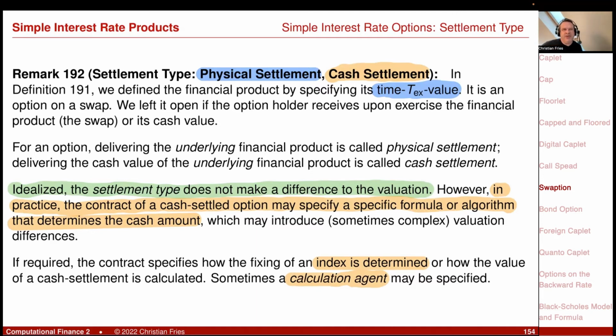Cash settled swaptions were very much different from physically settled swaptions some time ago, but since this is maybe painful work for the quants, for the mathematicians who have to sort all these differences out, it's very nice that the market has cleaned this up a little bit and there's actually no big difference among the two settlement types.